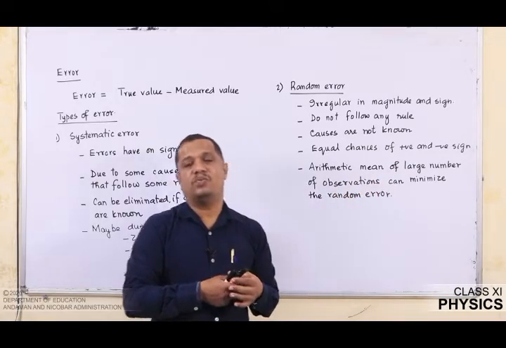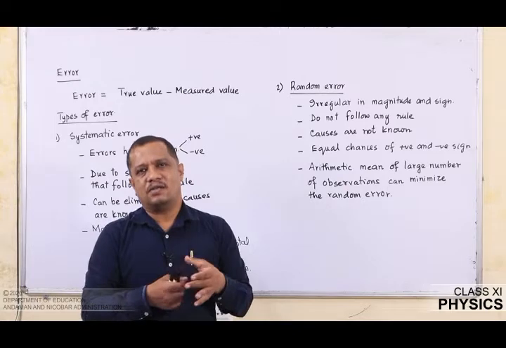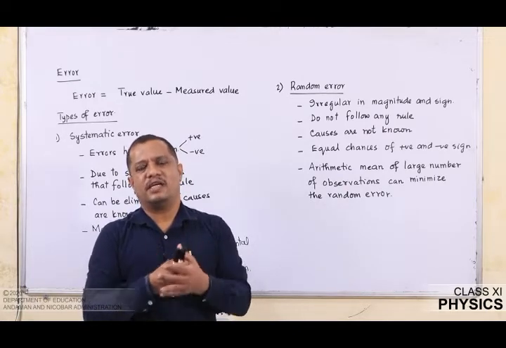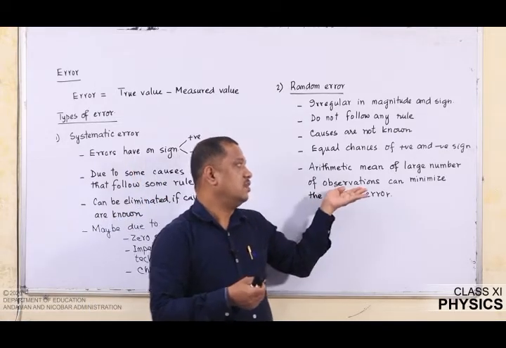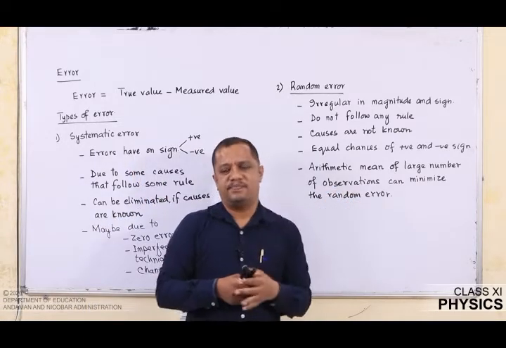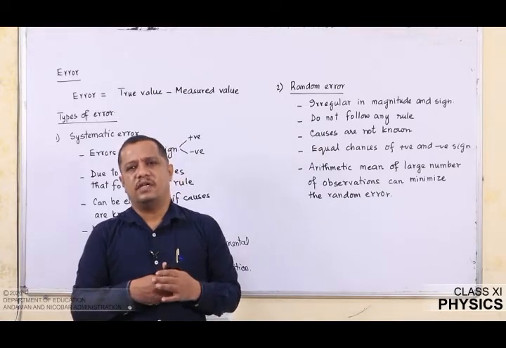This is the reason I told you that we ask students to take 5 to 6 times readings for a particular physical quantity. It is to minimize the random error present in it. Let us move on to the next topic.